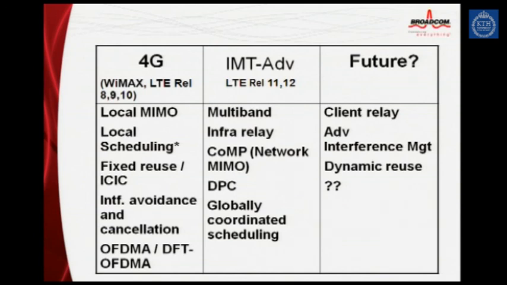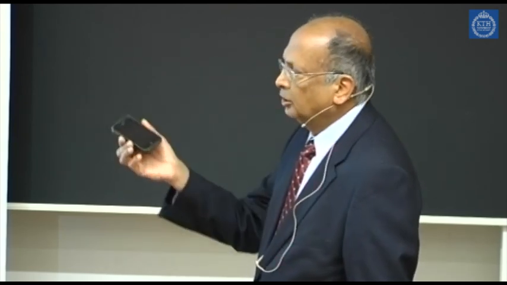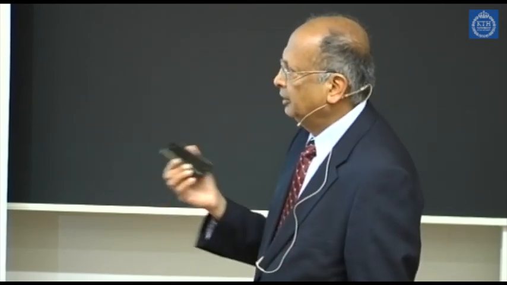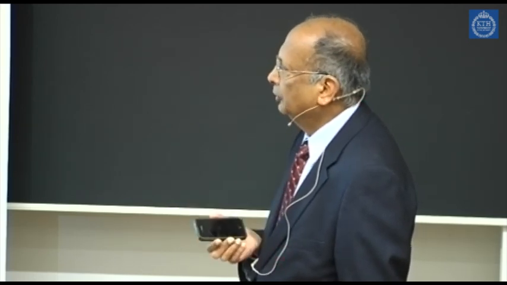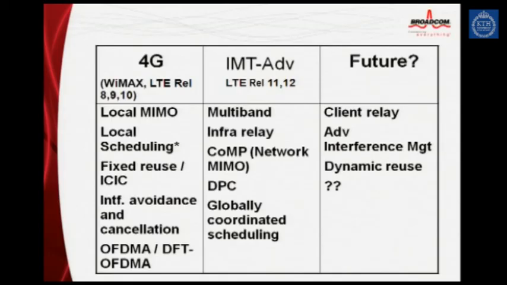And moving forward, for many more years, I think client relay, where the phones can do some relaying for you, is a long old subject, but it may finally happen. Advanced information management, which I talked about a little bit earlier, there are a lot more tools that we have still not looked at. Some of that can come in, dynamic reuse and so on and so forth. But clearly, I think we have some idea of what will happen in the next 2-3 years. Beyond that, it's still research.